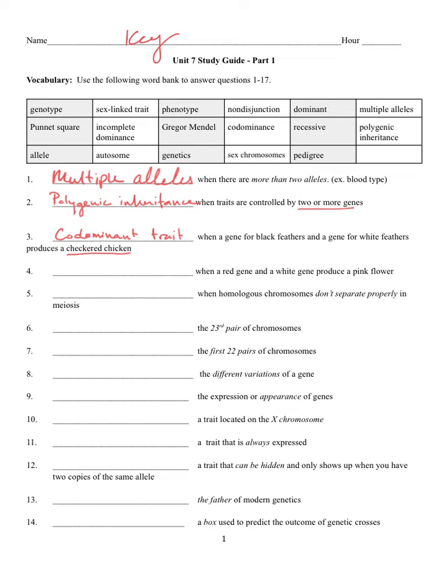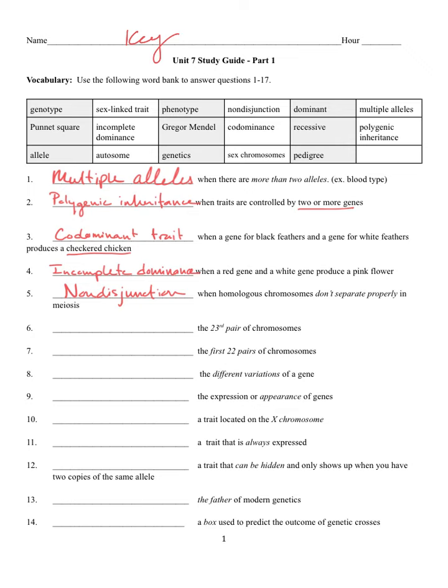Number 4, when you get an intermediate color, such as when a red gene and a white gene produce a pink flower in an organism, that's incomplete dominance because there is not a trait that can fully hide the other trait. Number 5, when homologous chromosomes don't separate properly in meiosis, this is referred to as non-disjunction, and this can cause disorders such as Down syndrome or trisomy X or Edwards syndrome.